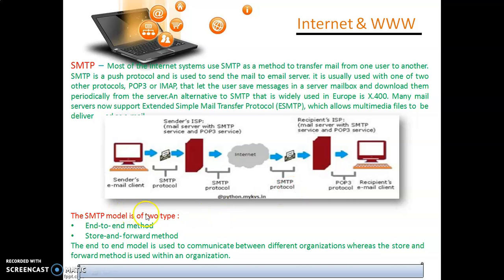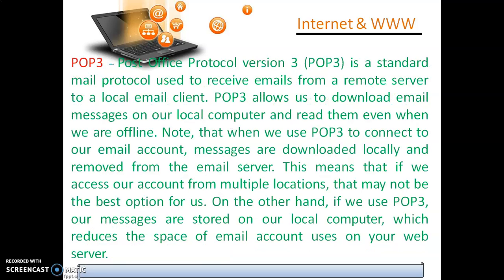Now the SMTP model is of two types, end-to-end and store and forward. The end-to-end model is used for communication between different organizations, whereas the store and forward method is used within an organization. End-to-end can communicate with different organizations, it is open, whereas the store and forward method is used within an organization.